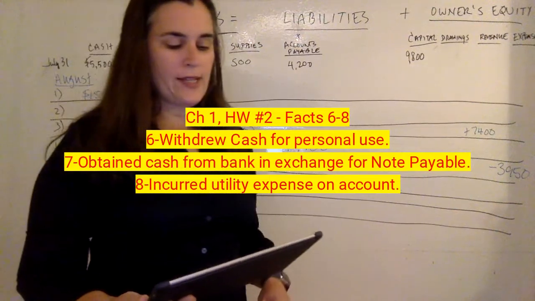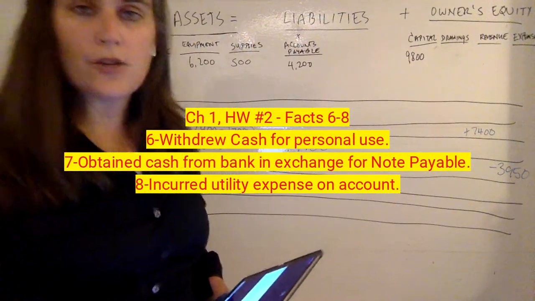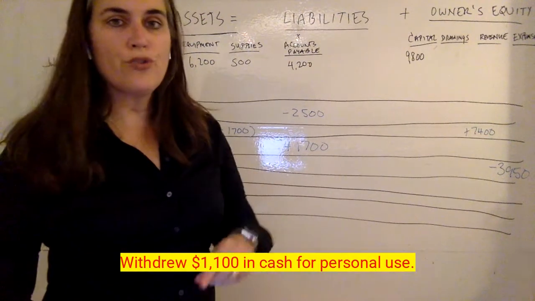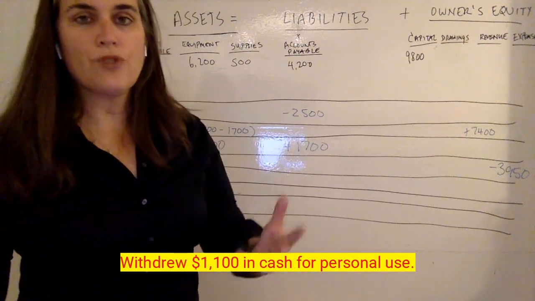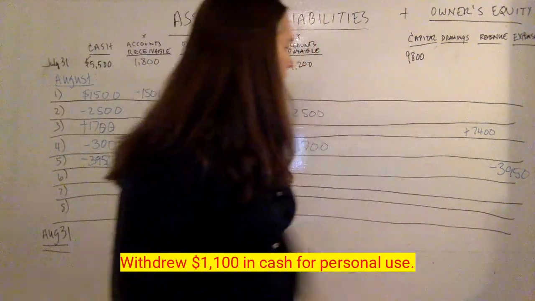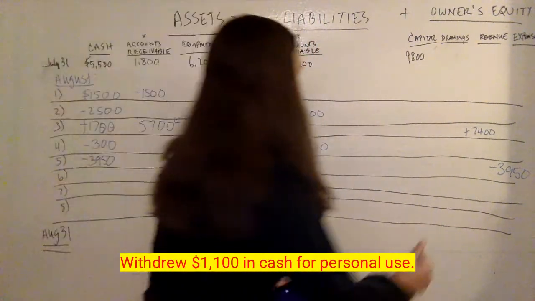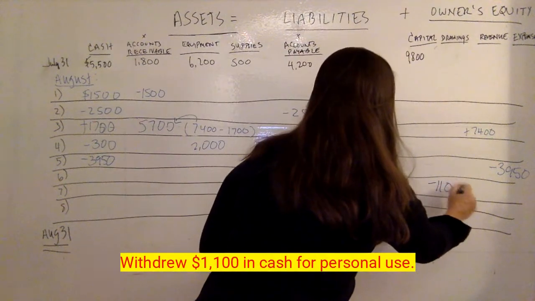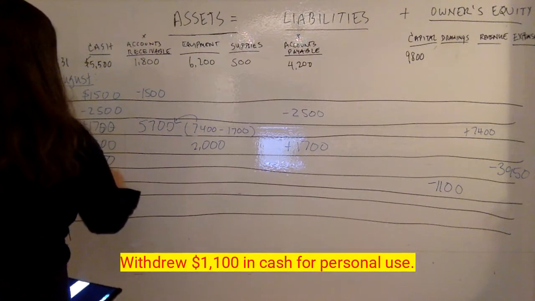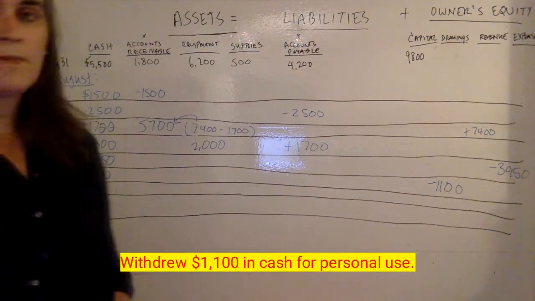Okay, fact number 6. She withdrew $1,100 in cash for personal use. All right, withdrew, withdrawals, drawing, owner's drawing account. We've got a drawing account over here. This is going to be minus 1,100, and it's going to be minus 1,100 over here in cash. Now let's explain what this is.